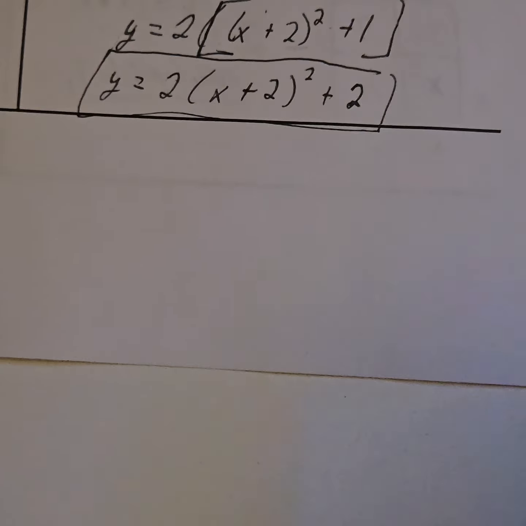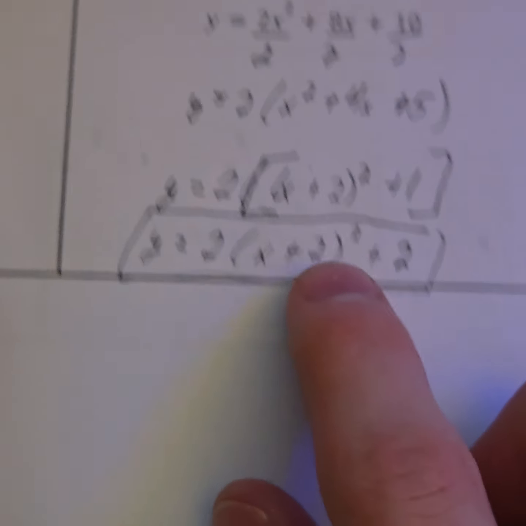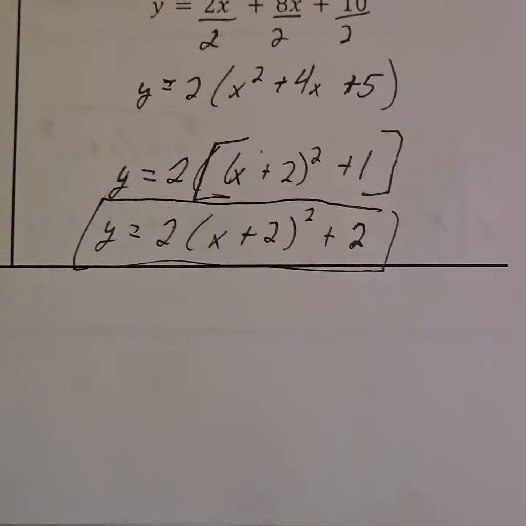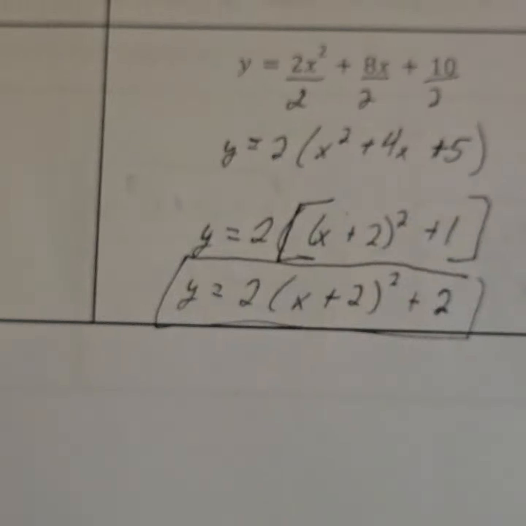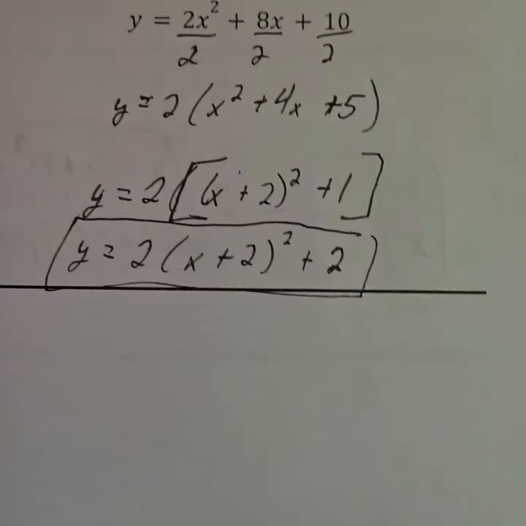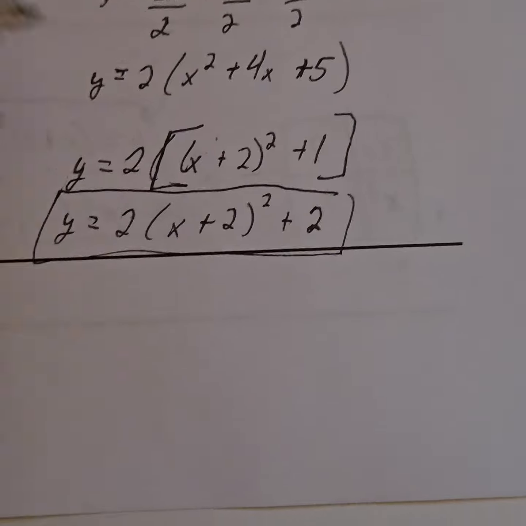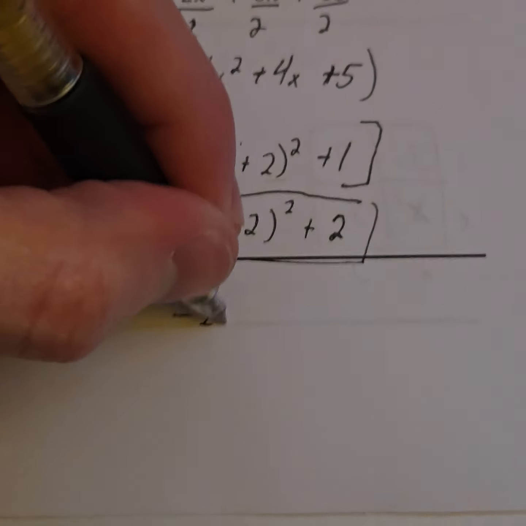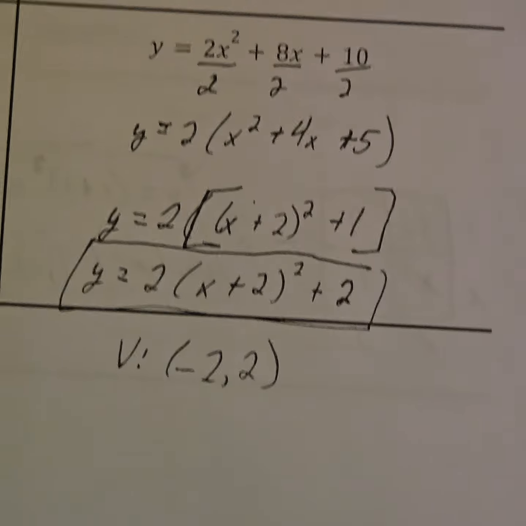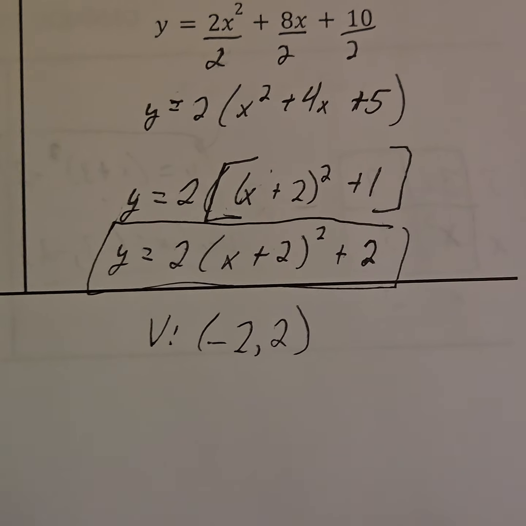That's why we always want to write it with this last one here. So instead of leaving it like this, we want to multiply that 2 out, okay, to get our vertex. Right, because that 2 is being taken into effect with our vertex. So our vertex here would be negative 2, 2. Okay, there you go. Sorry, the camera's moving around a lot.